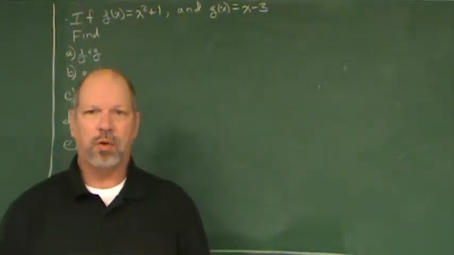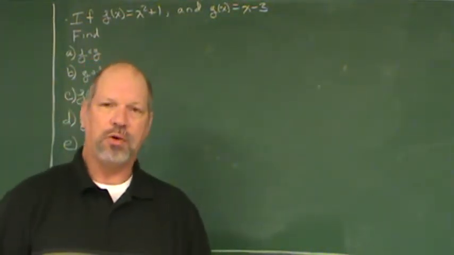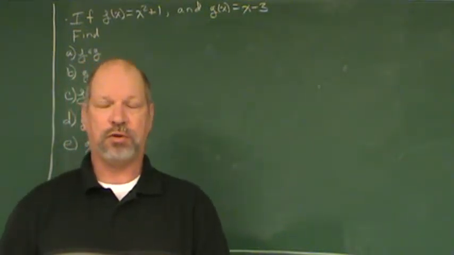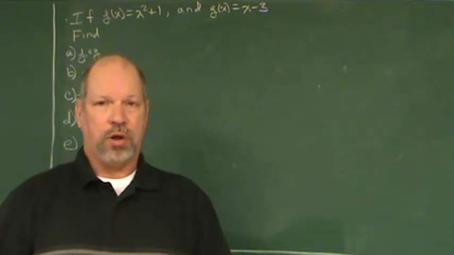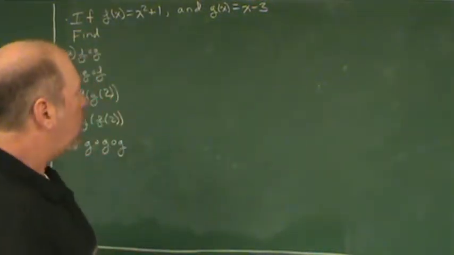Okay, in this example, we're looking at composition of functions. Now, composition, if you remember, is an operation that's not commutative. In other words, if you compose two functions, f and g, and then turn around and compose g with f, you should not expect to get the same answer unless they're two very special functions. Here we've got an example.